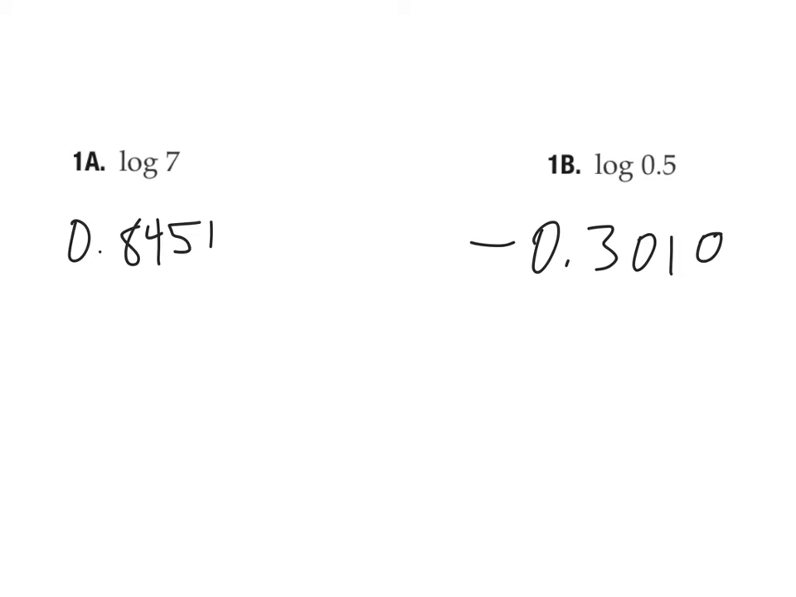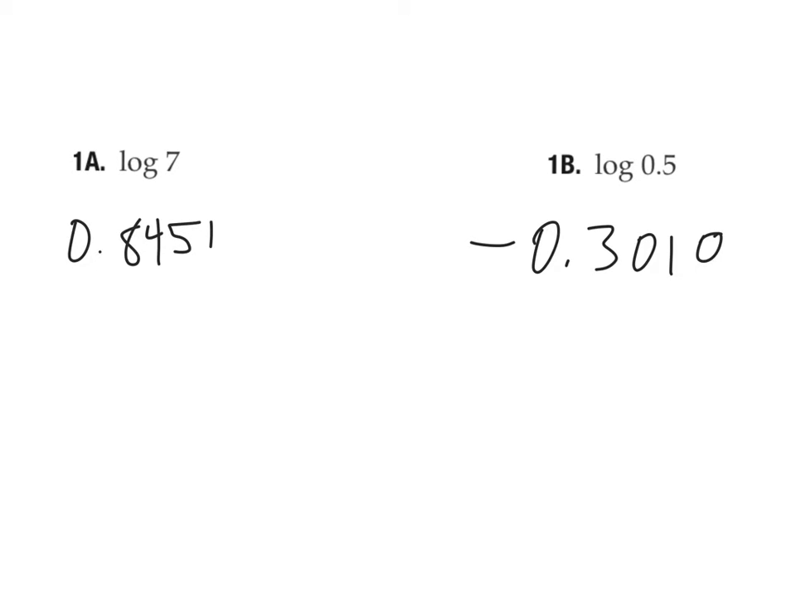Alright, let's test it out. Here are two examples. Use your calculator, round to the nearest 10,000th, so 4 places. Use your calculator to figure out what log 7 is and log 1/2 is. Just do that on the calculator, round it to 4 places. So here's what you should have got. Now, let's try and interpret what this means.